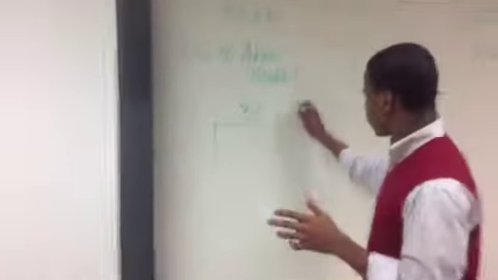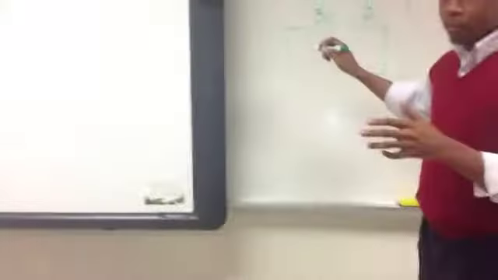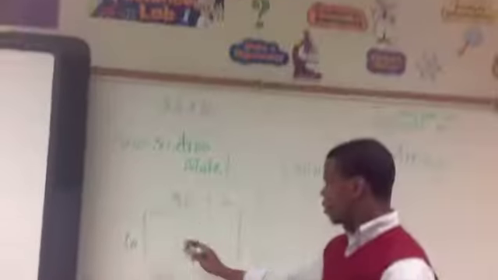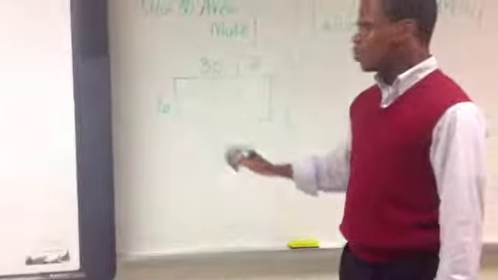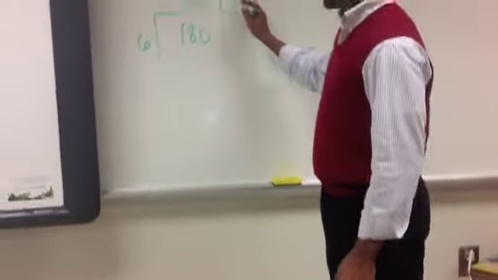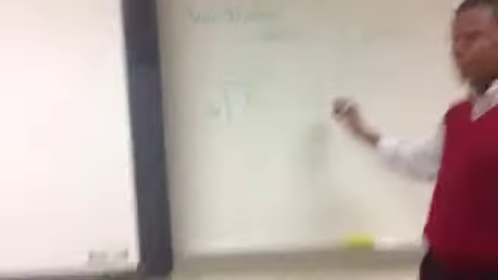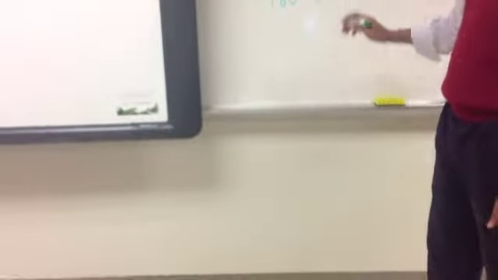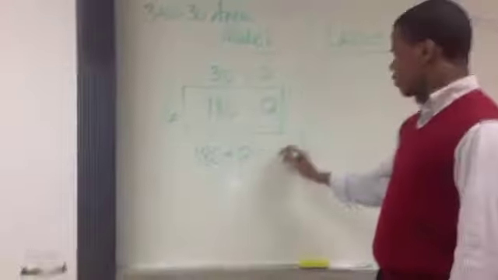Okay. What was our answer, Desiree? 192. Let's see if we get the same answer. We're going to put our 30, and then 2 ones, and then we're multiplying by what? 6. Okay. 30 times 6, 180. 6 times 2, 12. Okay. Now we got 180 and 12. What do we do after we did the multiplication? 180 plus 12. 192. Okay. So it works.